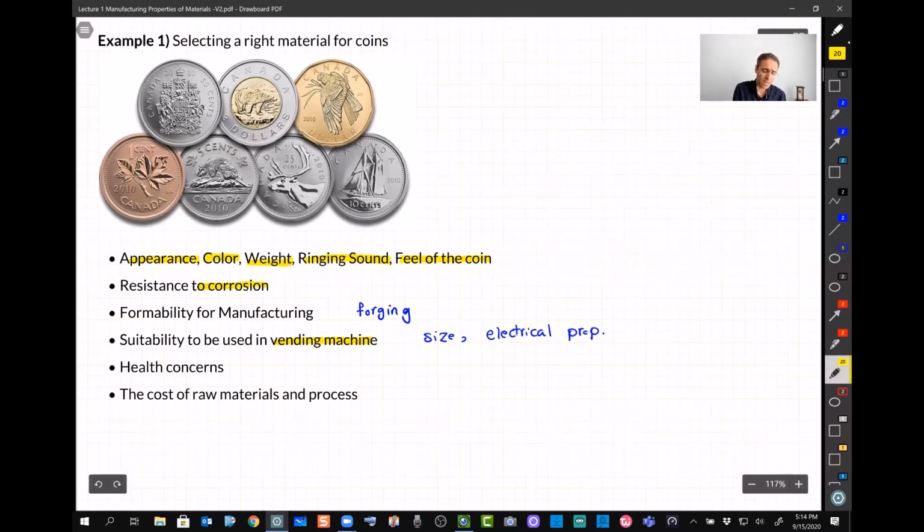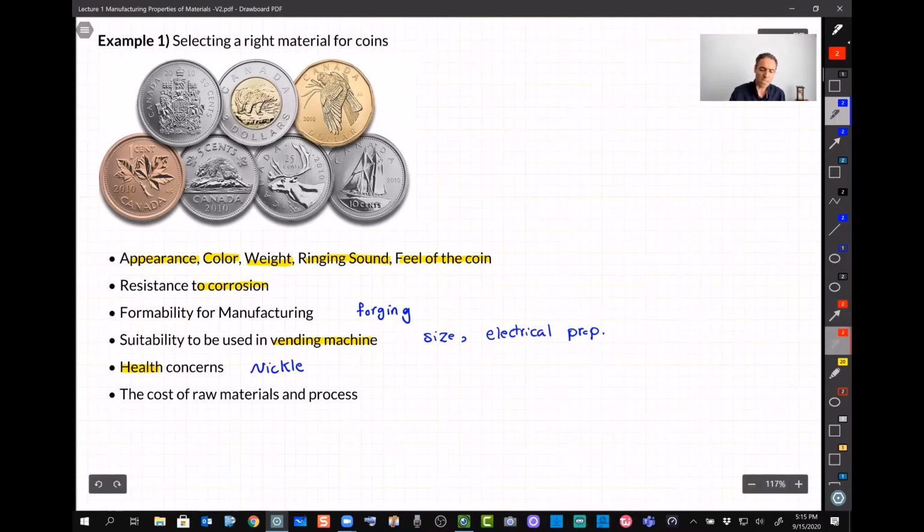Health concern. Well, in the past, for example, in Europe, the coin used to have nickel in it, and it took a long time until people found out that some people are really and seriously allergic to nickel, and they decided to remove nickel from coins. Something very minor, but it caused a lot of problems for many people. And again, it took a long time until people figured it out.